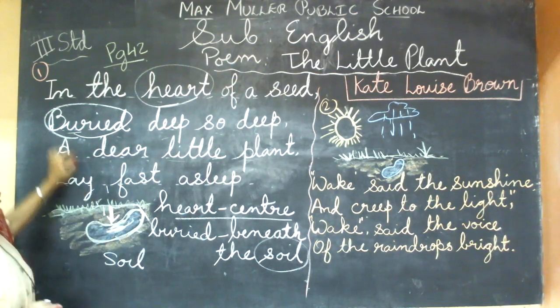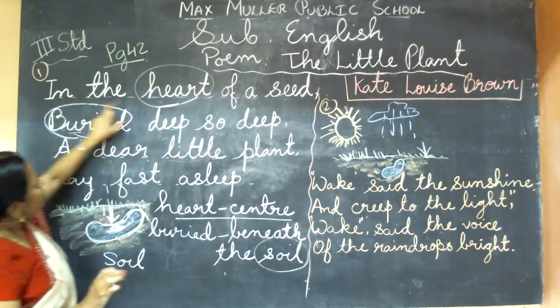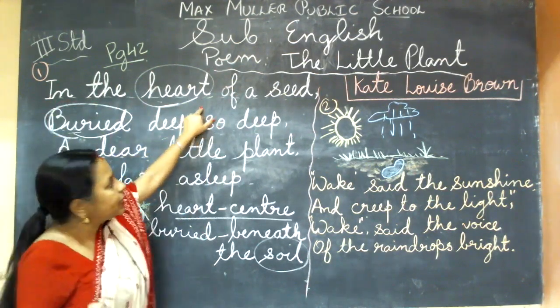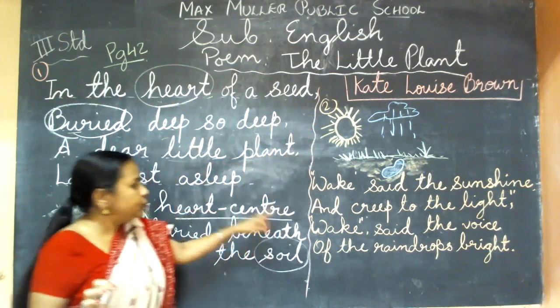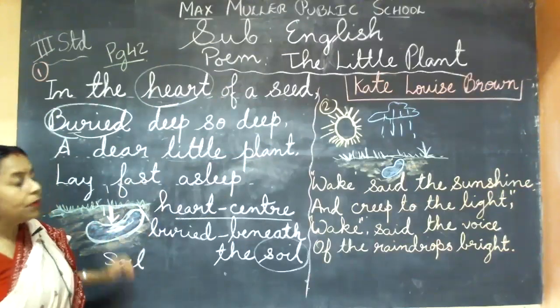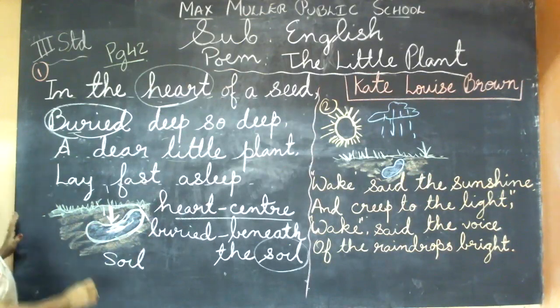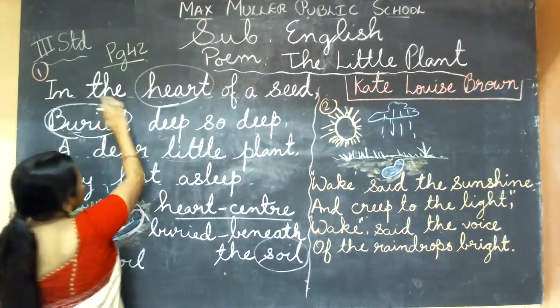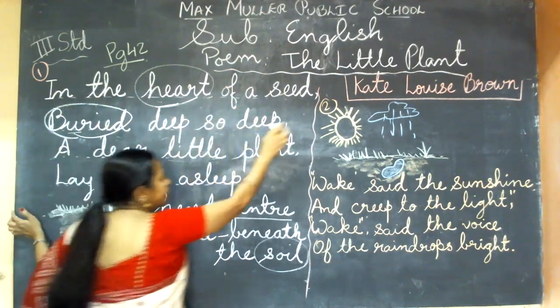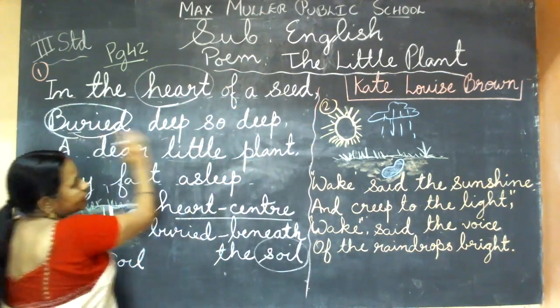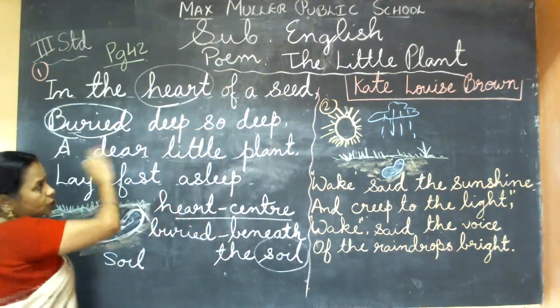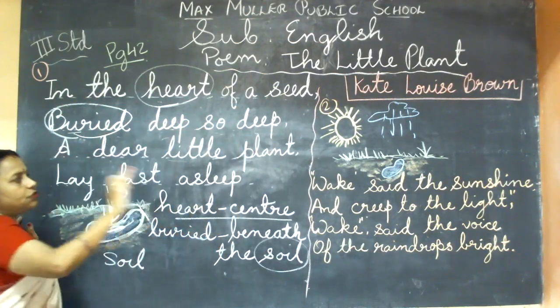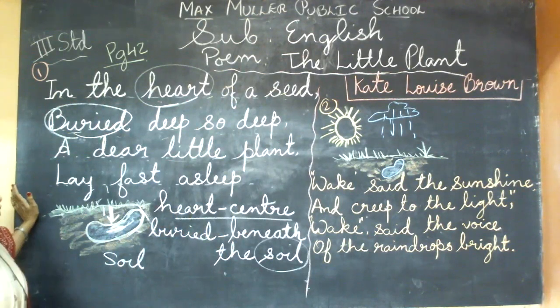You don't change anything. First letter is capital, plus each line, how many words are there along with comma, full stop, whatever punctuation mark is there, that also you better write. Don't change the line, don't change the word. Here, how many words are there up to seed, you should write in the first line. Here, buried and deep, first and last word. It should be line-wise, word-wise, you should write. Okay, that is the way to write a poem. So this one thing you remember.